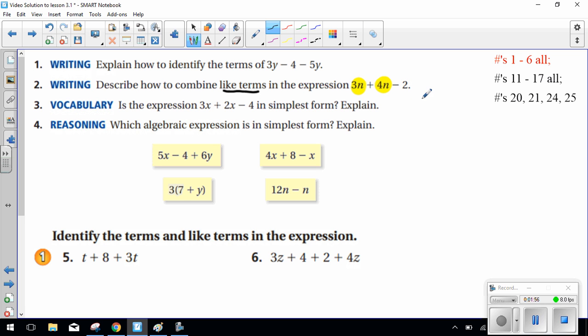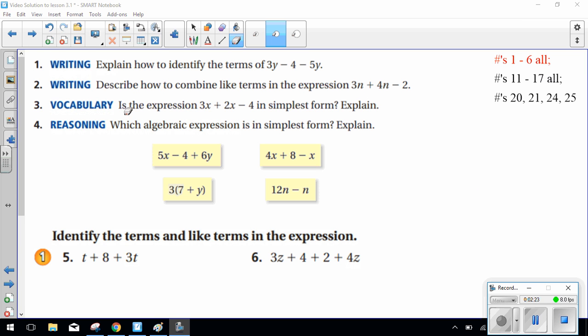Okay, so I'm not looking for you to simplify it. If you do, you get 7n minus 2. But it doesn't ask us to simplify it. It asks us to describe how to combine like terms. The minus 2 is called the constant, and there are no other constants in the problem, so we have nothing to combine it with. Okay, that was number 2. Let's move on to number 3.